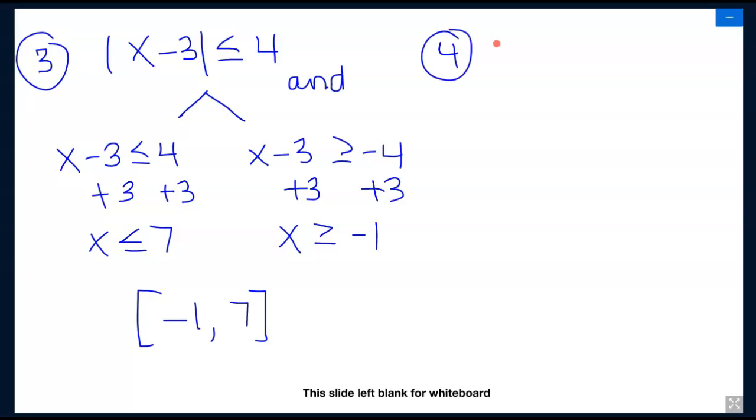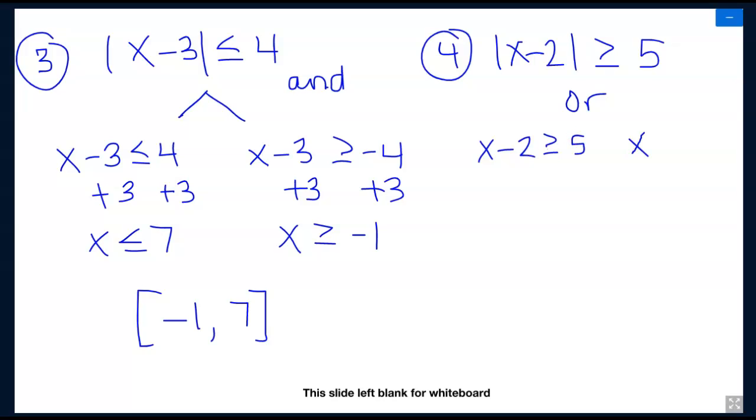For number 4, you have absolute value x minus 2 greater than or equal to 5. So this is an or. So we have x minus 2 greater than or equal to 5, or x minus 2 less than or equal to negative 5. Add 2 to both sides, and you get x greater than or equal to 7. And you get x less than or equal to negative 3.